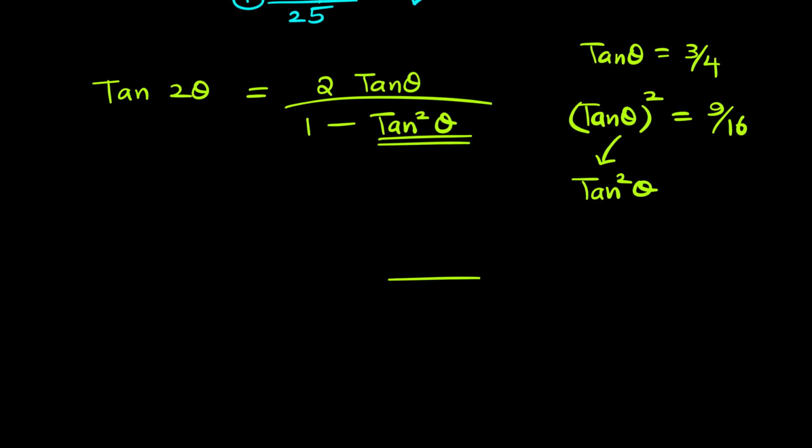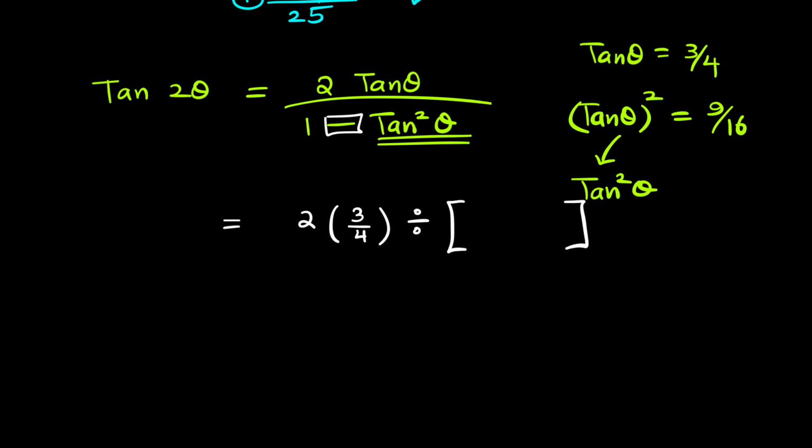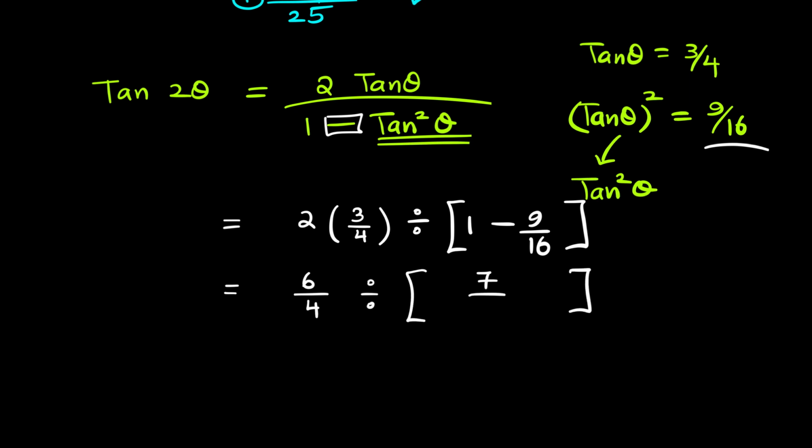So let's evaluate this trigonometric ratio also. That is 2 multiplying with 3/4, and I'm putting in this traditional division sign. And the denominator is 1 minus tan square theta, which is 1 minus 9/16. This is the value of tan square theta. This is 6/4 dividing with 1 minus 9/16, which is 7/16.